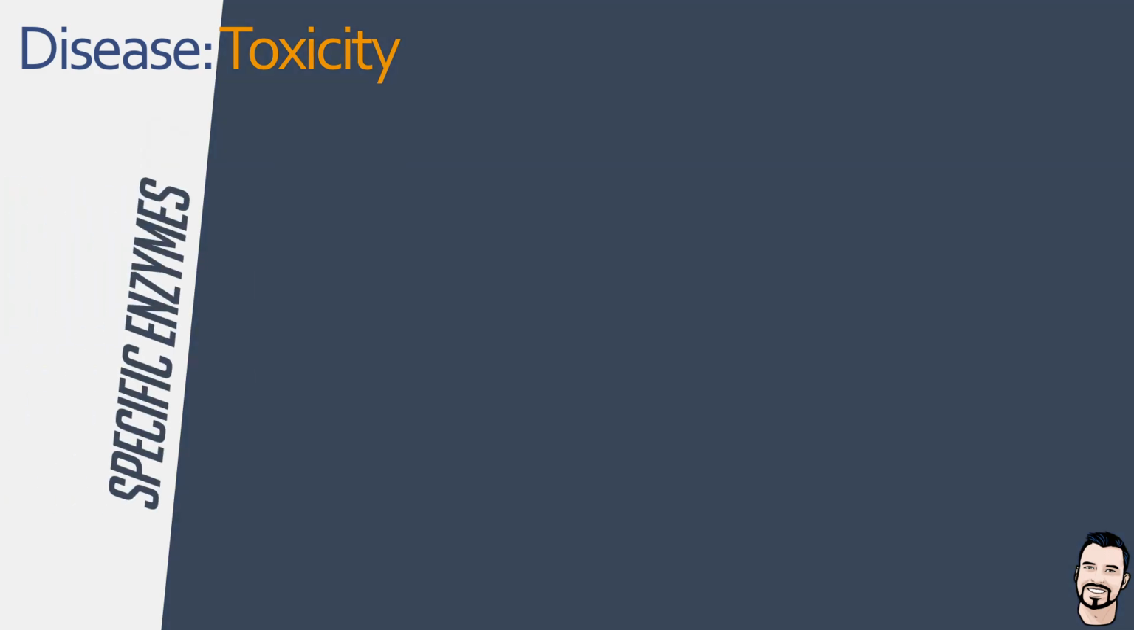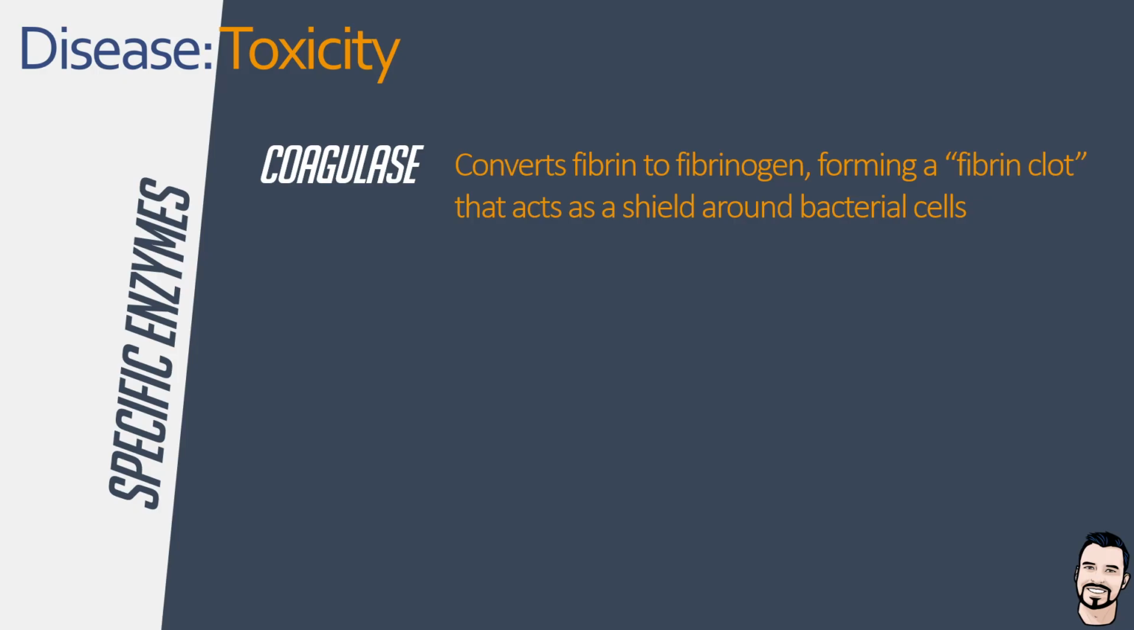Now, some pathogens produce more specialized enzymes that manipulate normal host processes rather than simply breaking down tissues. And coagulase is one such enzyme. It hijacks the host clotting system by converting fibrinogen into fibrin, forming a clot-like barrier around bacterial cells. This effectively shields the bacteria such as coagulase-positive Staphylococcus aureus and Staphylococcus epidermidis from immune attack.